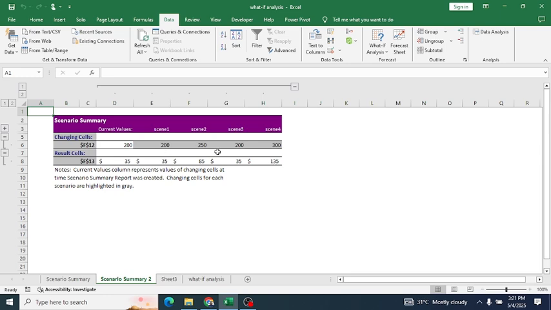So these are different scenarios. 200 was repeated, sorry. So 250 was here, it got 85. 300 was here, it got 105. So when you assume 300 as your sales, then you're going to have a profit of 125. So this is a different scenario. That is the scenario manager. You can see that we are doing it gradually.